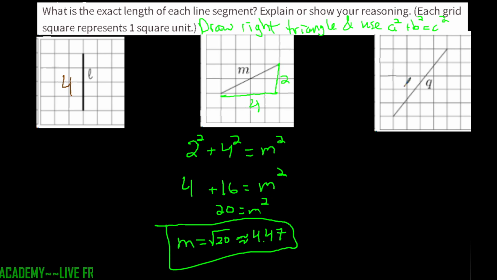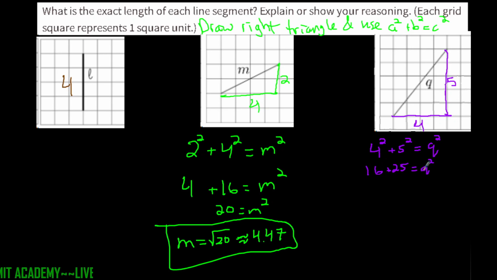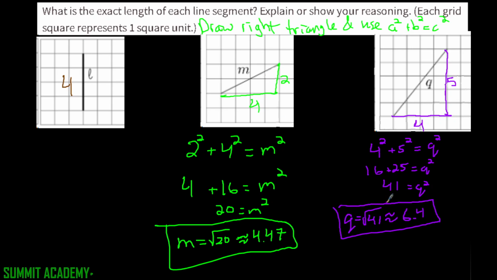Same setup with the next one. Draw out your right triangle. This side length is 5, and this side length is 4. I can use my Pythagorean theorem like this: 4 squared plus 5 squared equals q squared. So that's 16 plus 25 equals q squared, so 41 is q squared. And q is equal to the square root of 41, which is approximately 6.4. Notice how, for each of these, the side length was the longest of those 3 sides.